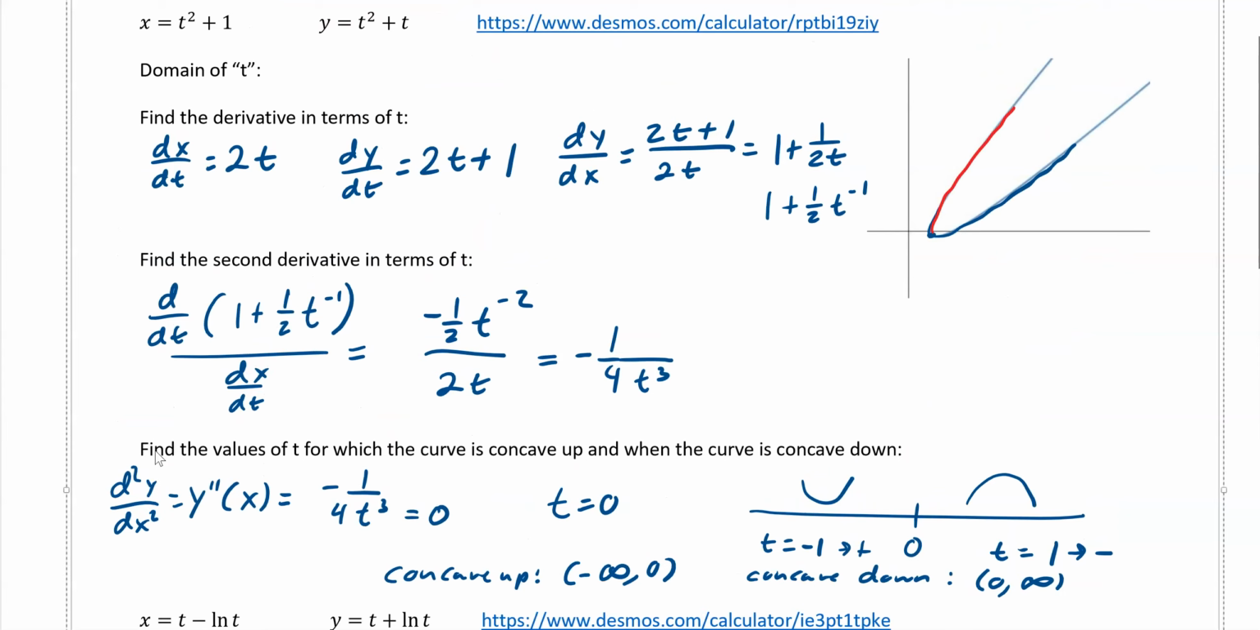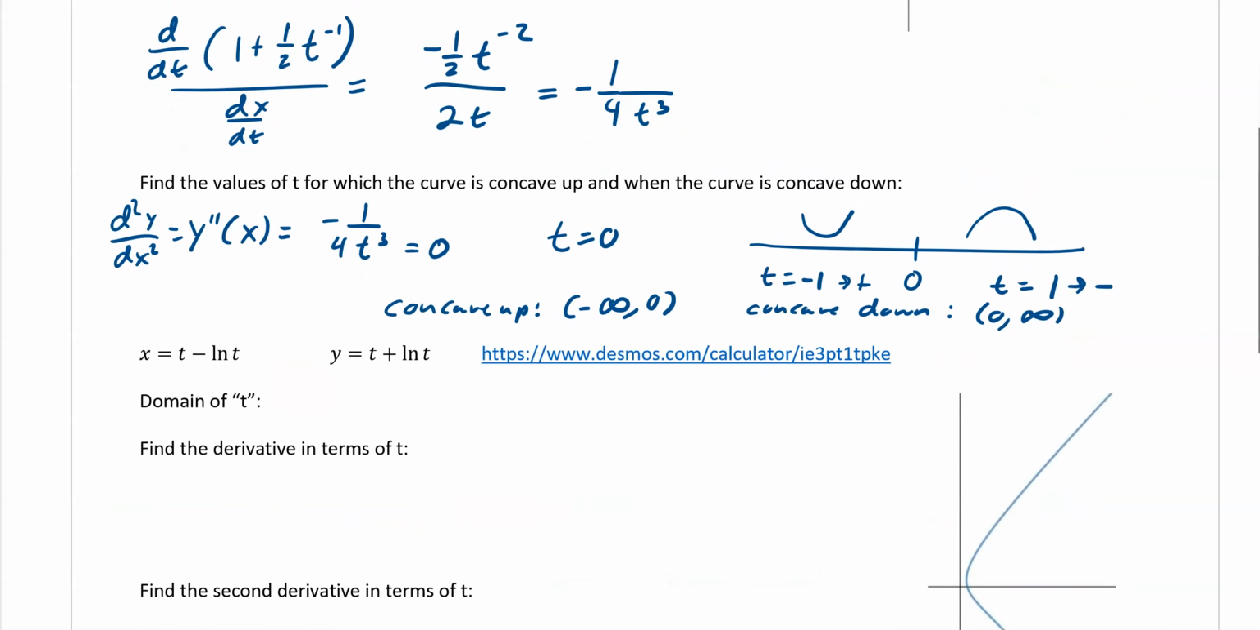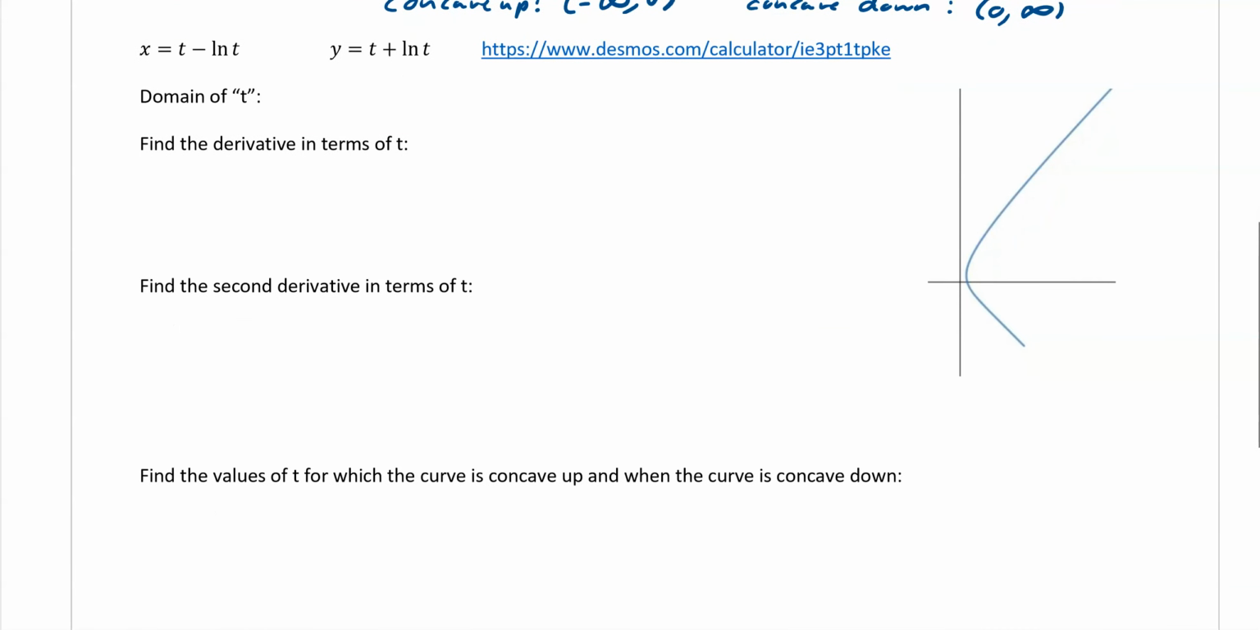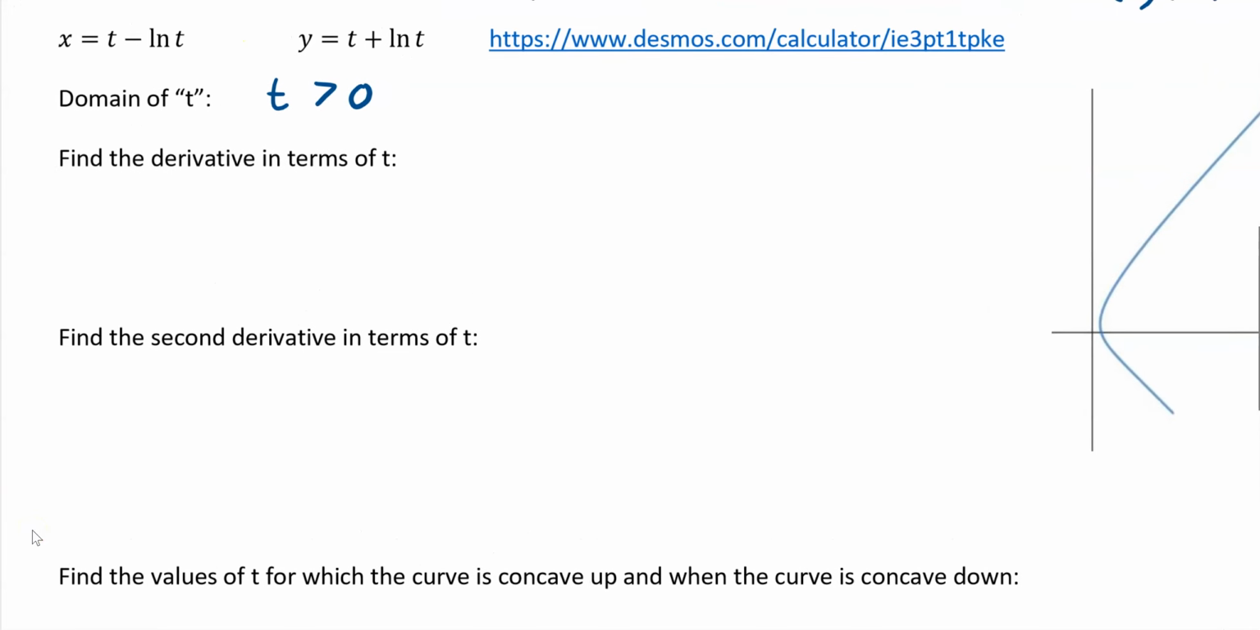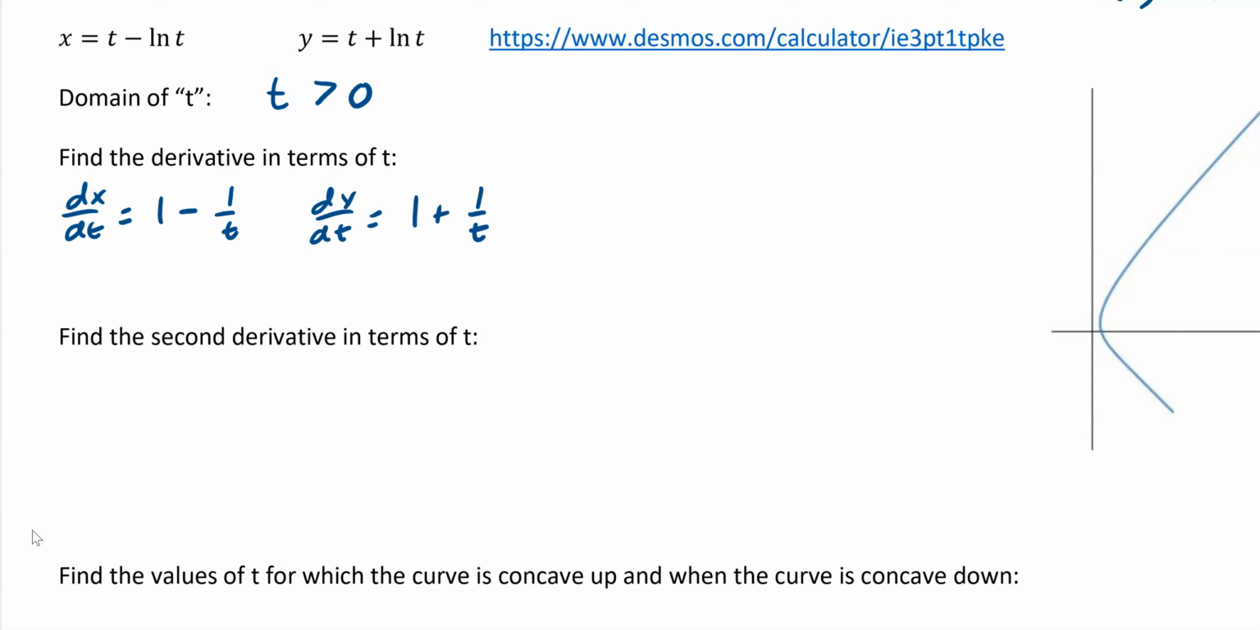Oh, real quick, domain of t here on this one was all real numbers. So we're good. But the domain of t on the next one, well, that's a natural log, which means t must be greater than 0. Whatever we input in there, it can't be 0 or negative. All right, so let's first find our first derivative. So dx/dt is equal to 1 minus 1 over t, and dy/dt is equal to 1 plus 1 over t. So that means our dy/dx is equal to (1 plus 1 over t) over (1 minus 1 over t). All right, anytime we have these, we want to multiply top and bottom by t.